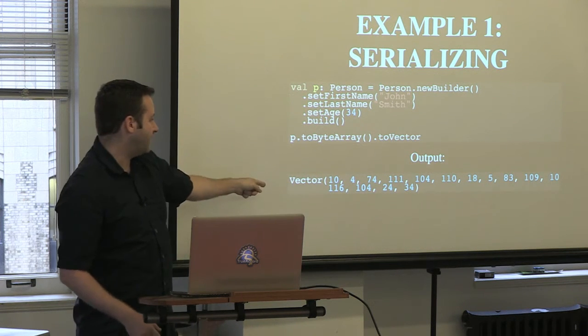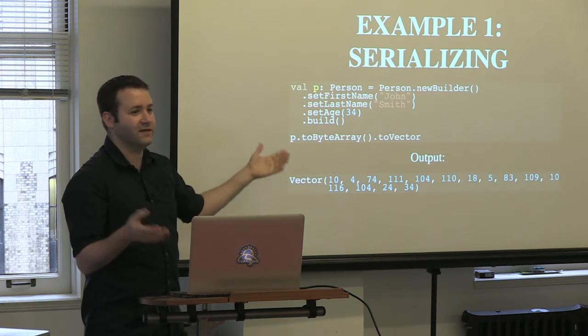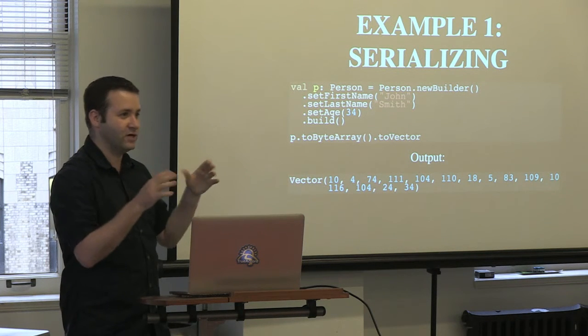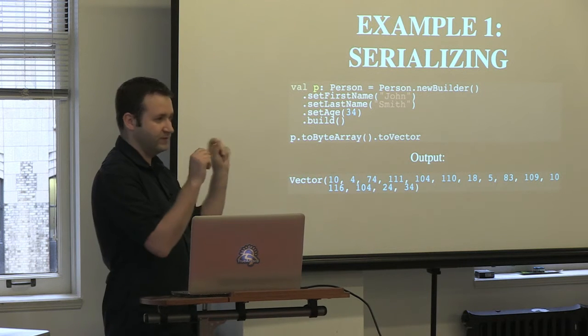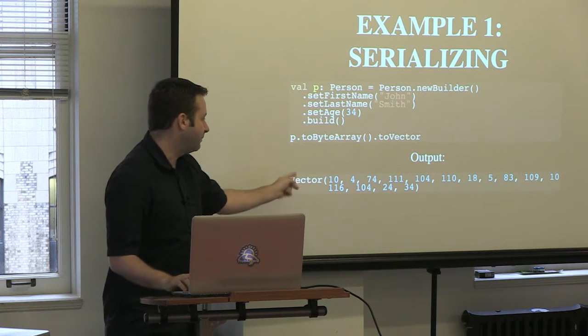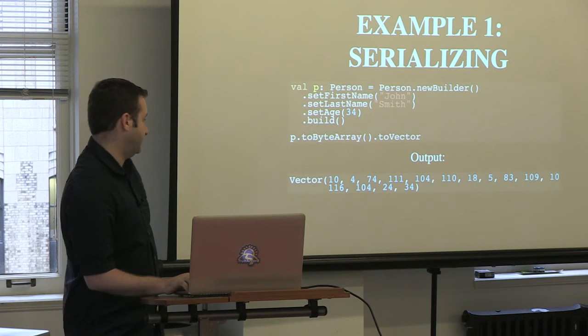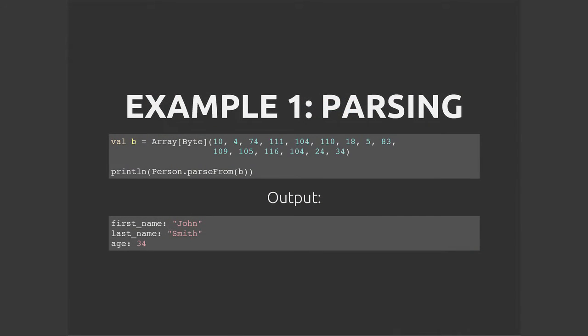And to get it serialized, we convert it to vector, because Scala is a nice way to print vectors. If it was Java, it would just be like the memory location. So this will be the byte representation. This is a vector of bytes. And you can do exactly the opposite of that. If you start from an array of bytes, you can do parse from and get the original protocol buffer back.